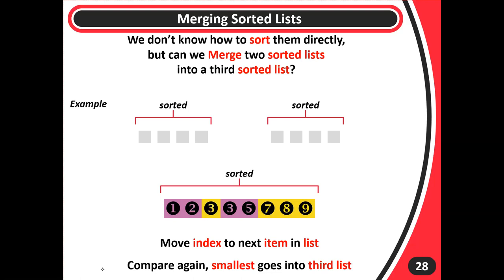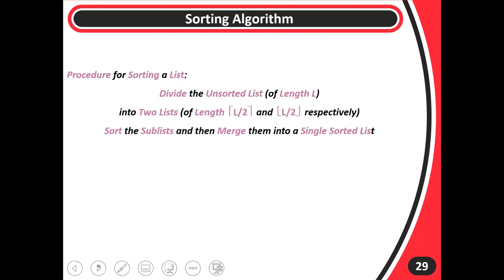All right, so we know how to sort lists of length 1 and we know how to merge sorted lists. So first of all, any questions on anything on the merge or anything up to now? Okay. So we know how to sort lists of length one, and we know how to merge sorted lists. So here's our procedure for sorting a list.